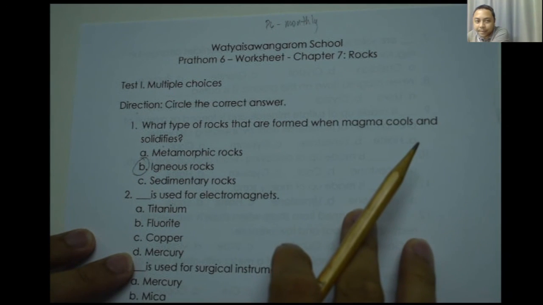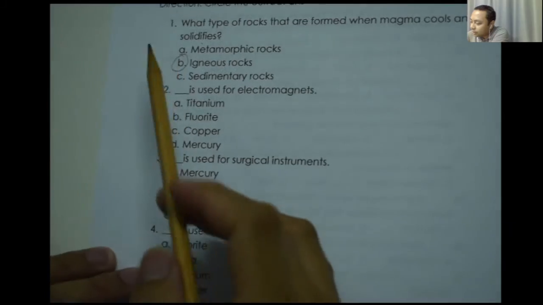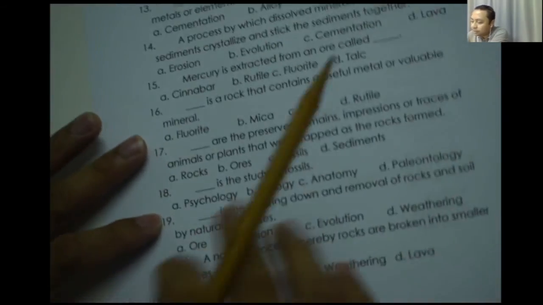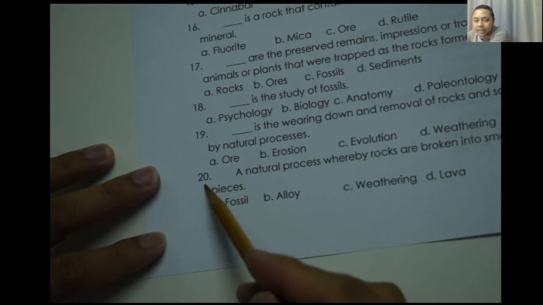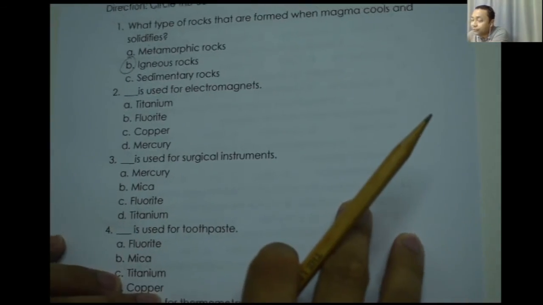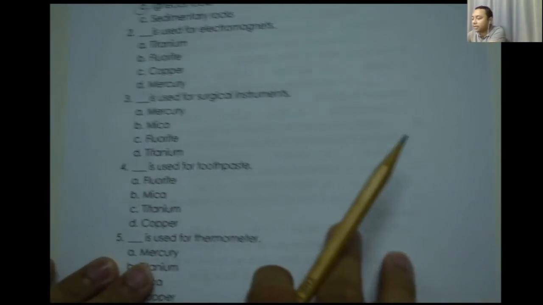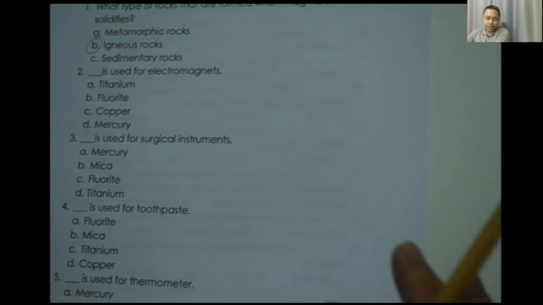Okay, and you answer number 2 up to number 20. There are 20 items. So you can answer this after you watch the video. Make sure you watch first the video before answering this worksheet. Okay?